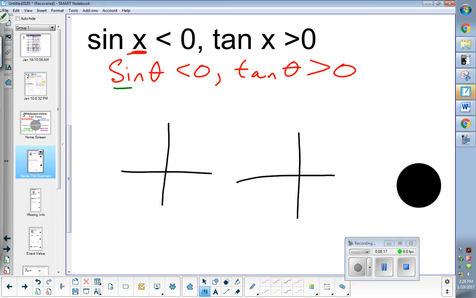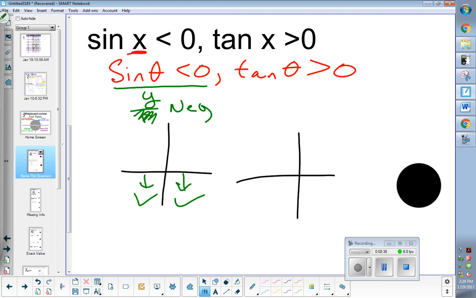Sine is less than 0. So if we're talking sine, that's y over r less than 0 is negative. Which direction am I going to go if y over r is negative? Down. The y is negative. I'm heading down. Quadrant 3 or 4. Good. It should be either 3 or 4.